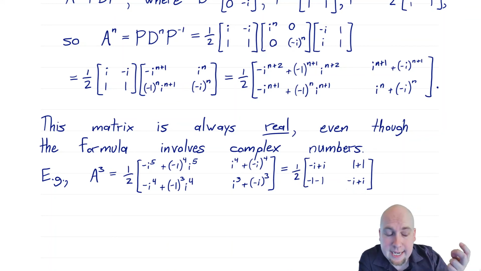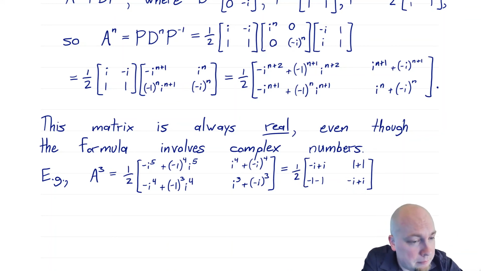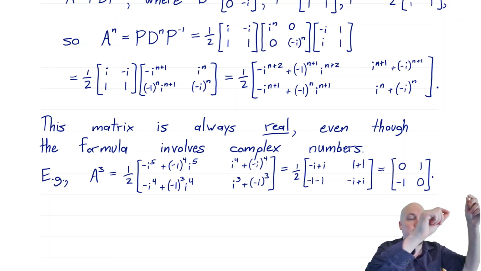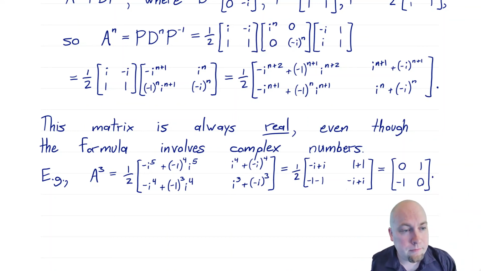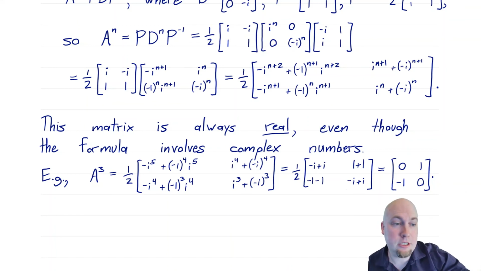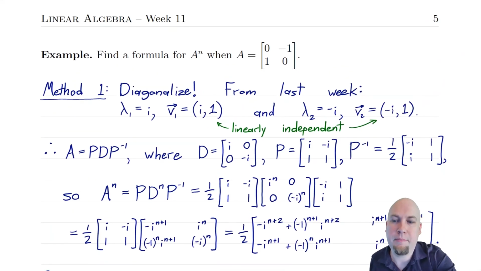And notice exactly what I said was going to happen happens. The imaginary pieces all cancel out, and I'm just left with real numbers. After you simplify that down, you just get the matrix 0, 1, minus 1, 0. And if you go back to the original matrix A and actually compute A cubed by just multiplying it by itself twice, you'll get the exact same answer.